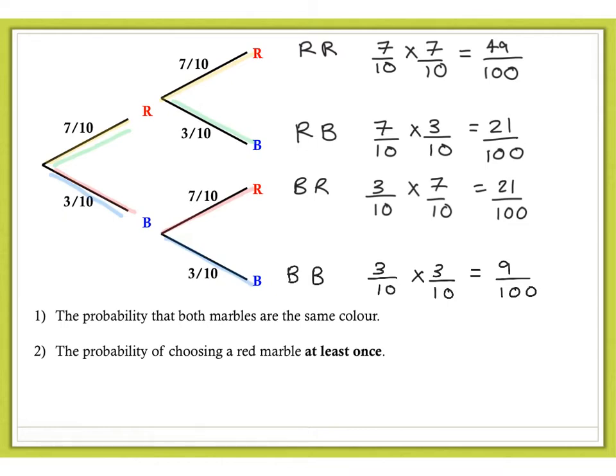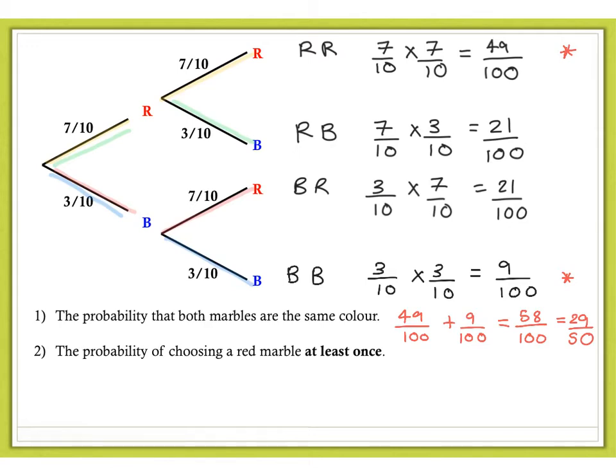So, part 1, the probability that both marbles are the same colour. We either want both of them to be red or both of them to be blue. So it's 49 over 100, add 9 over 100. Remember, when you add fractions together, you need a common denominator, which we have. You then add your numerators together, so we have 58 over 100. Always see if you can simplify, and of course this simplifies down to 29 over 50.